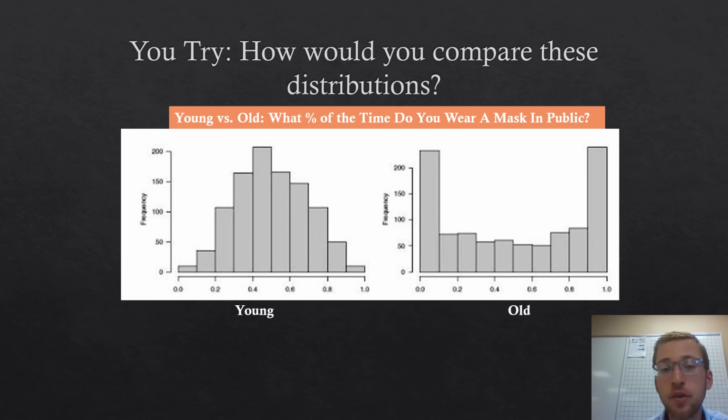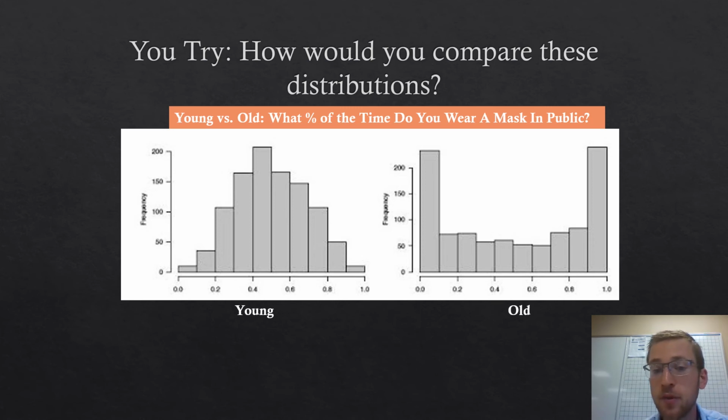One other option that you could do for center here is that instead of, on the old distribution, talking about where the mean would be, talk about where the two peaks are. So we could say the young people are centered at 50%, whereas for old, we have a peak right around 0% and one right around 100%.